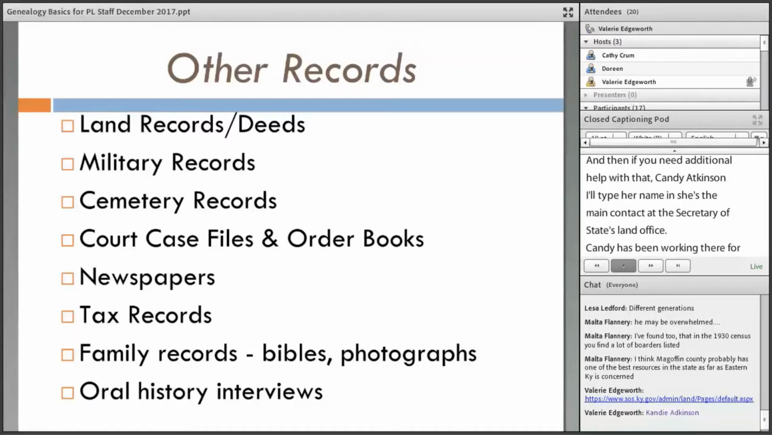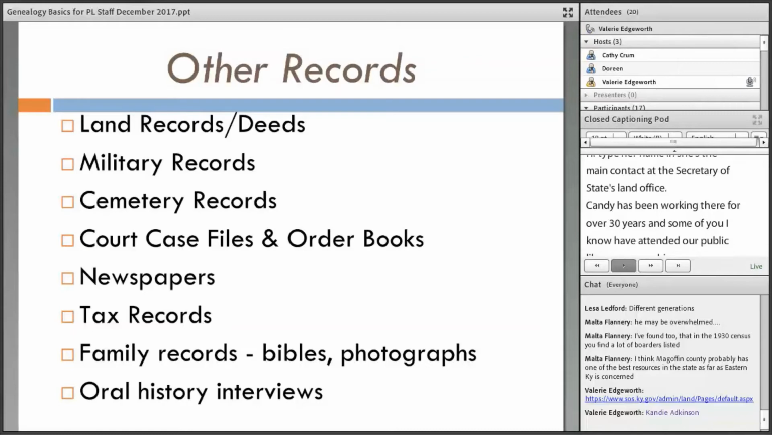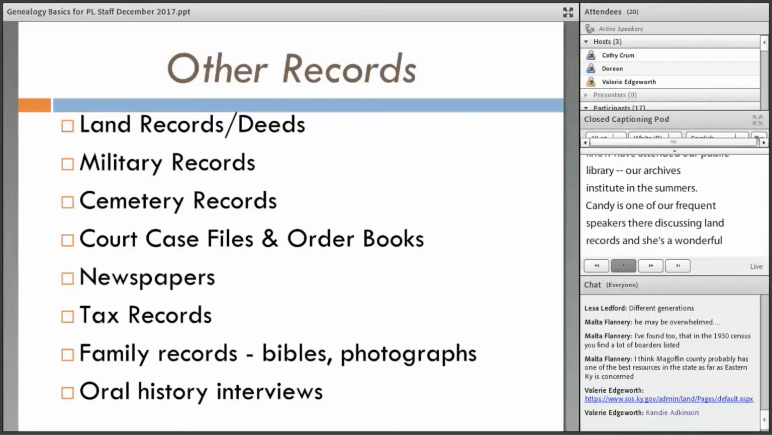Some of you I know have attended our Archives Institute in the summers. Candy is one of our frequent speakers there discussing land records. She's a wonderful resource. That is the main place to go.